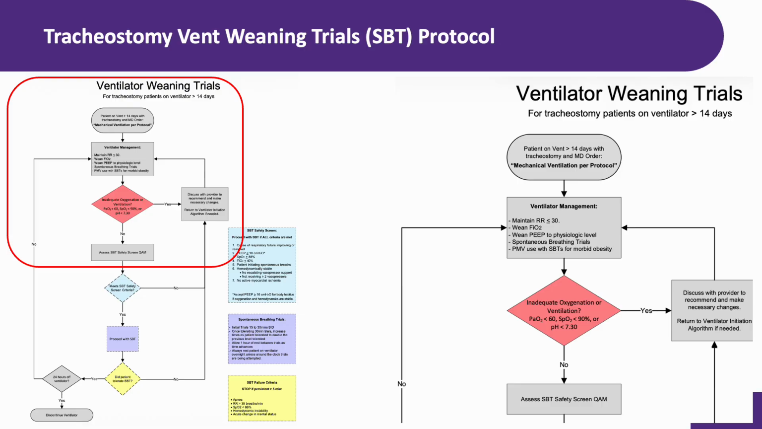This is your day-to-day ventilator management target. Second, wean FiO2 as tolerated. Just like we discussed in the initiation protocol, we want to get the FiO2 down as much as the patient will allow. Third, wean PEEP to a physiological level. For most trach patients, this means getting PEEP down to the level that supports oxygenation without overdistension.